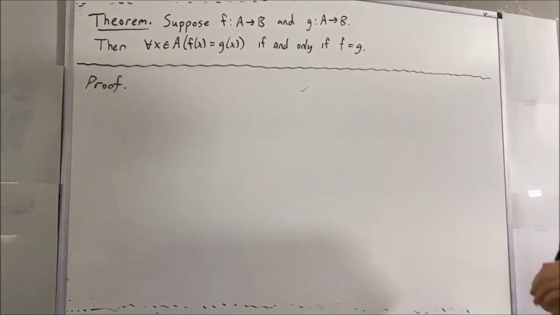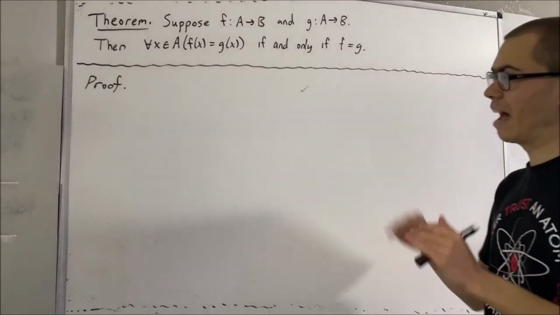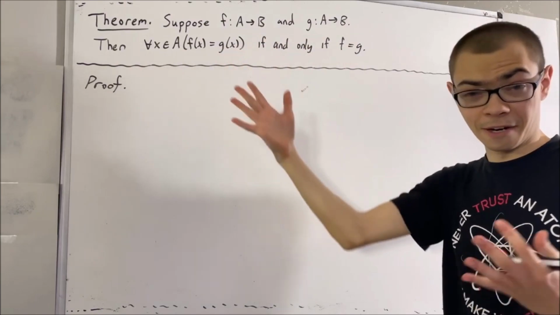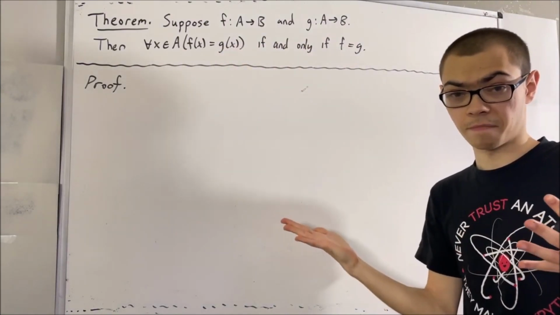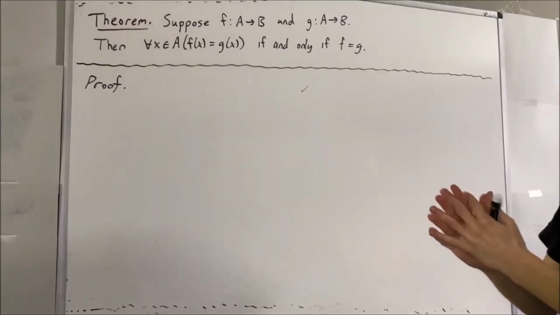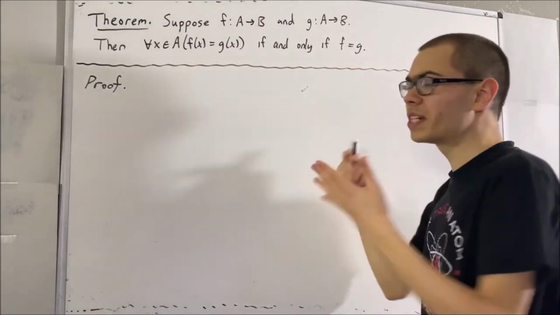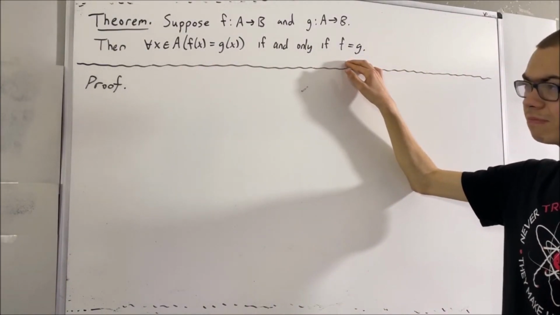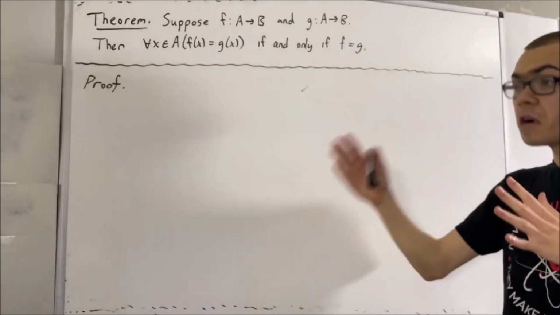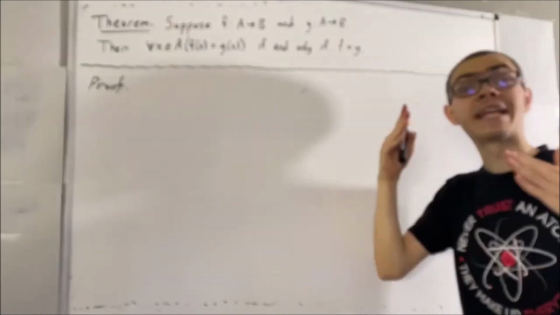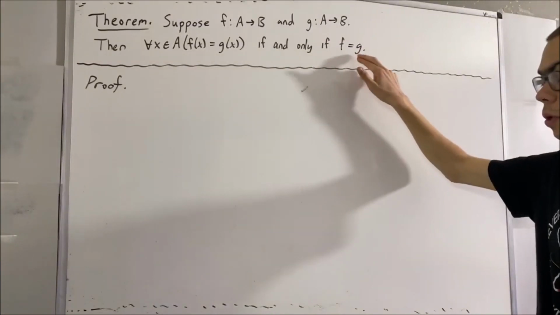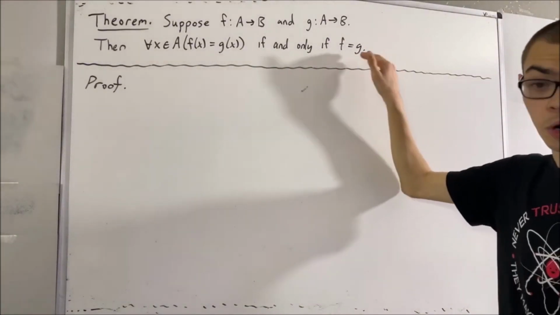Now some of you might be like, wait a minute, how is this a theorem? It seems like this would be a definition for two functions to be equal to each other. Okay, so if this isn't a definition, what does it mean for two functions to be equal to each other? Now remember, functions are really sets of ordered pairs. So really, to say two functions are equal, we're saying two sets are equal.